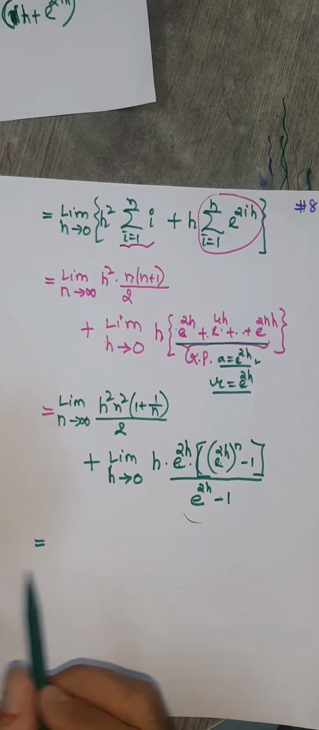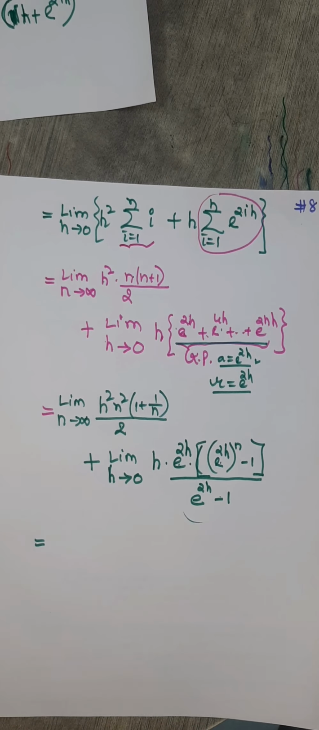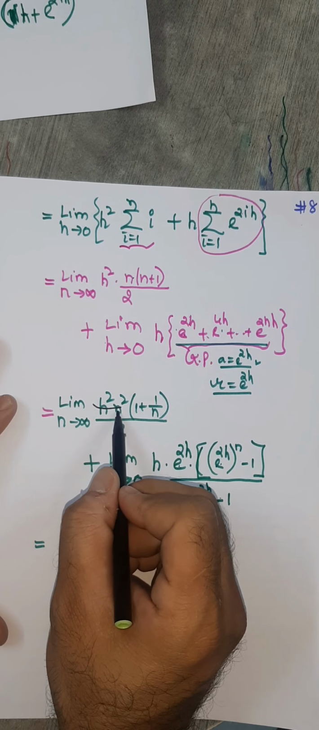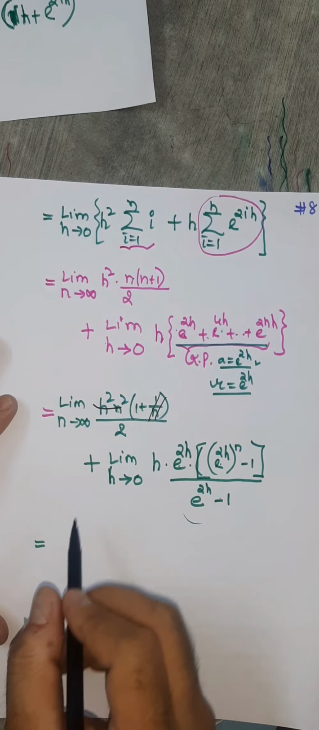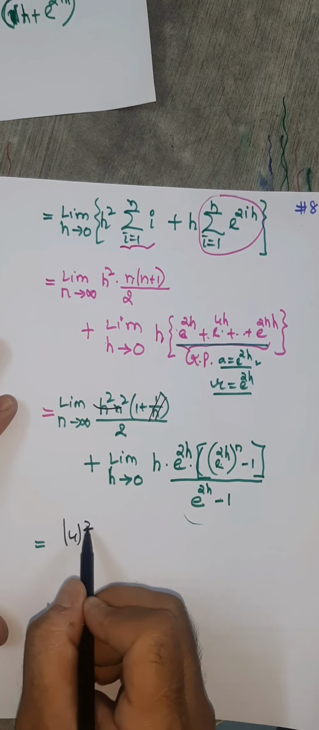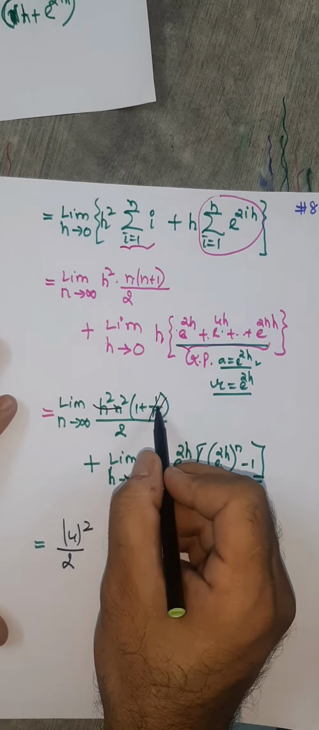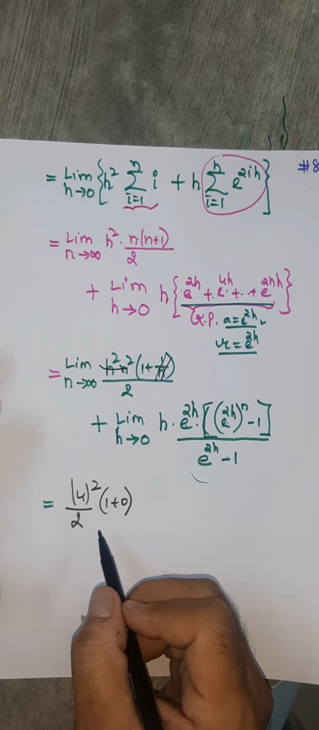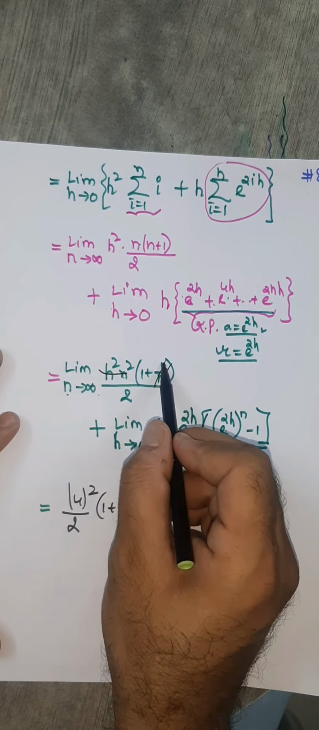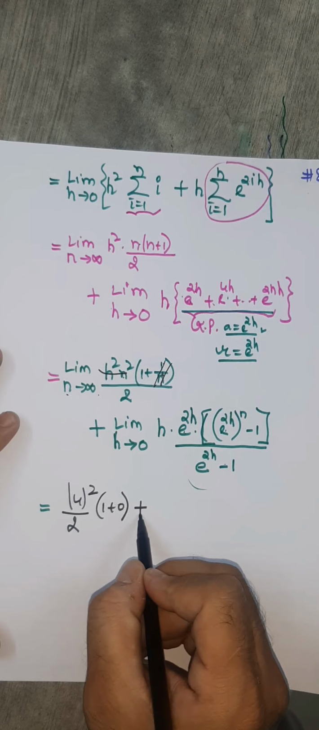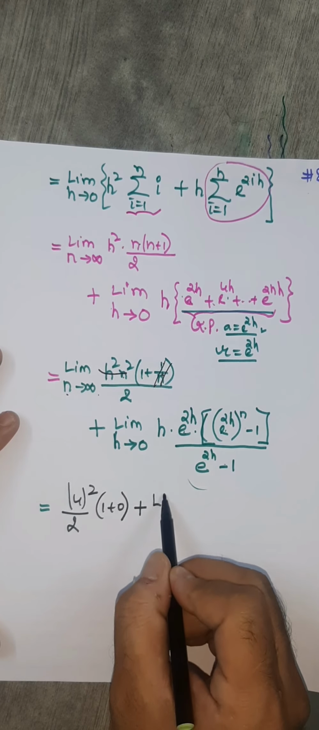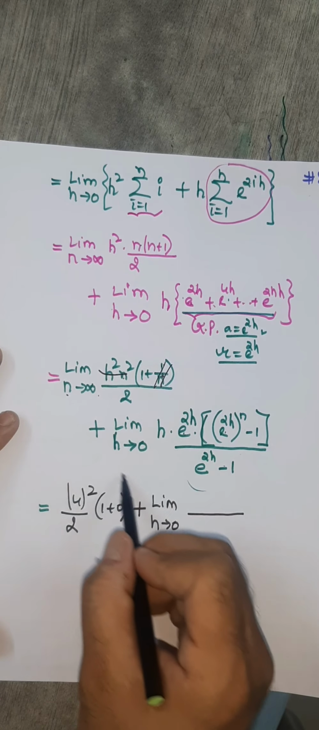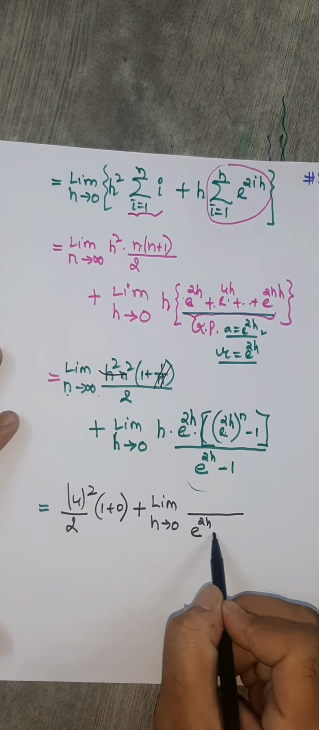Okay, now you just recall what is nh, it is 4, so this is 16 and this becomes 0. So this is 4 square, this is 4 square by 2, because this becomes 0. Let me write here 1 plus 0 so we can understand. As n tends to infinity, 1 upon n tends to 0, plus, now here we need to set that formula. I'm just rearranging. Limit h tends to 0. This will always go in the formula, remember. So e raised to 2h minus 1.